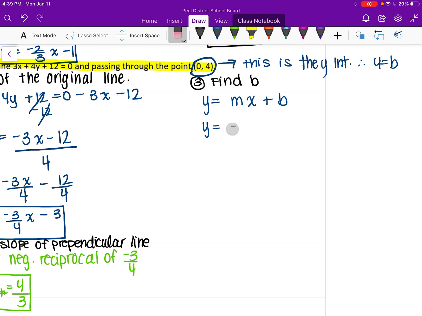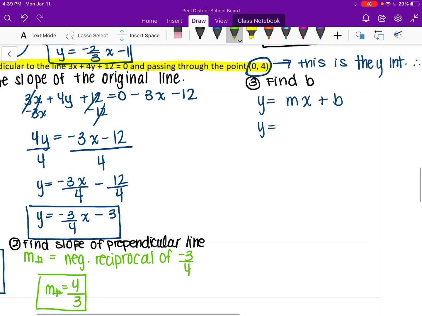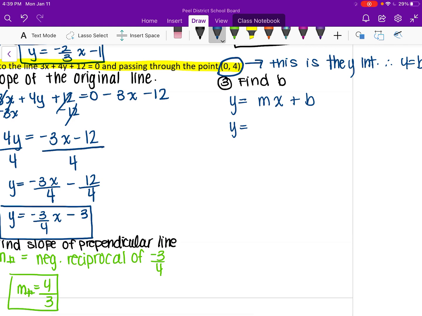Oh, sorry, not negative 3 over 4. We said our slope was 4 over 3, so y equals 4 over 3x plus 4. And that'll be my answer. Okay.